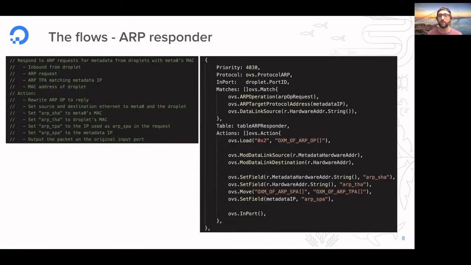Here, we make sure that the ARP request is from a specific VM, and then we are modifying the ARP request, changing it so it becomes an ARP response, and we're sending it back.